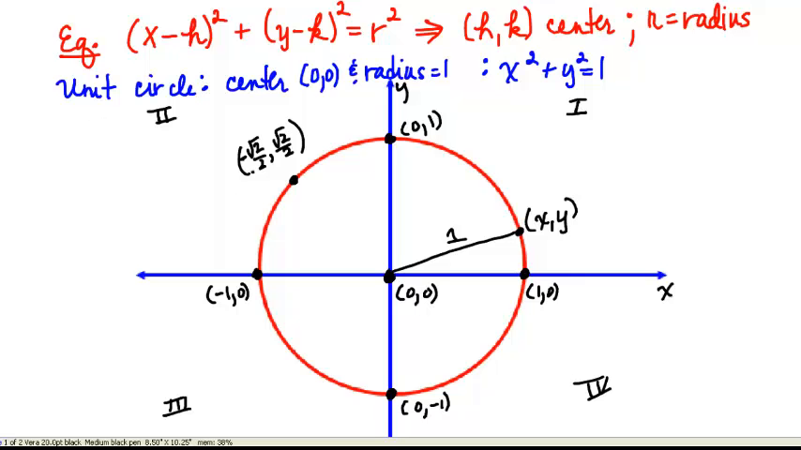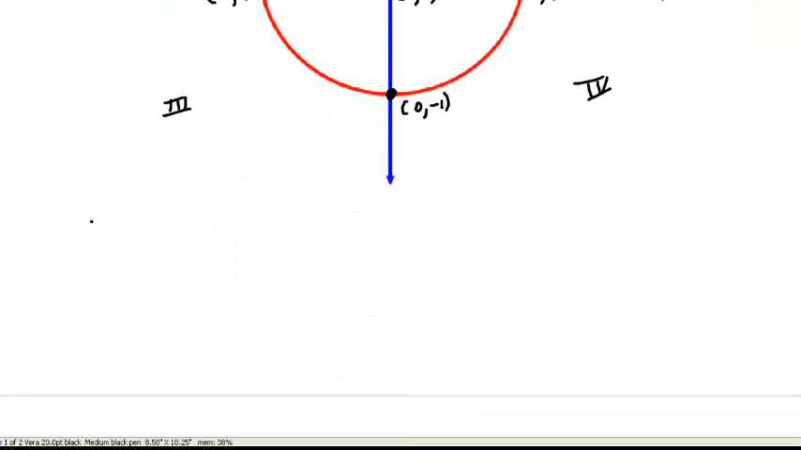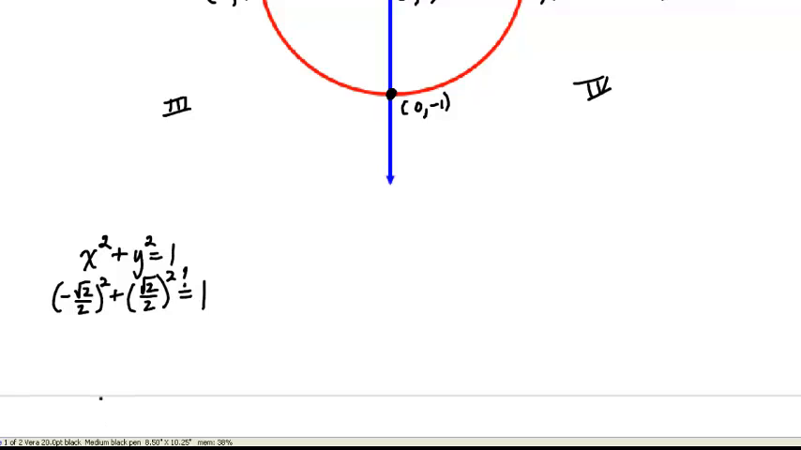So how can I check to see if this negative square root of 2 over 2, square root of 2 over 2 is on the unit circle? Well, I'd have to plug into the x squared plus y squared equals 1 to see if it satisfies that point. So let's check that. So if I have x squared plus y squared equals 1, and I know I have (negative square root of 2 over 2) squared plus (square root of 2 over 2) squared, does that indeed equal 1?